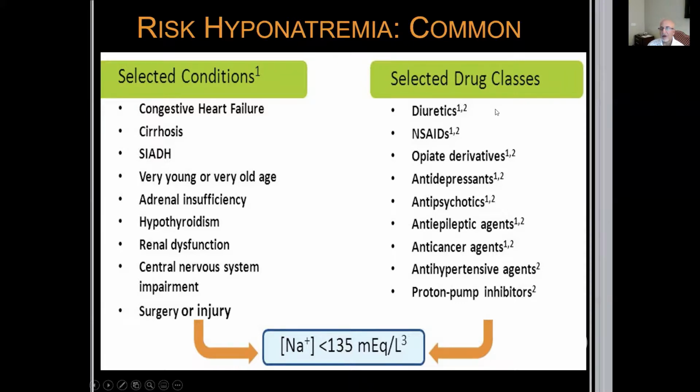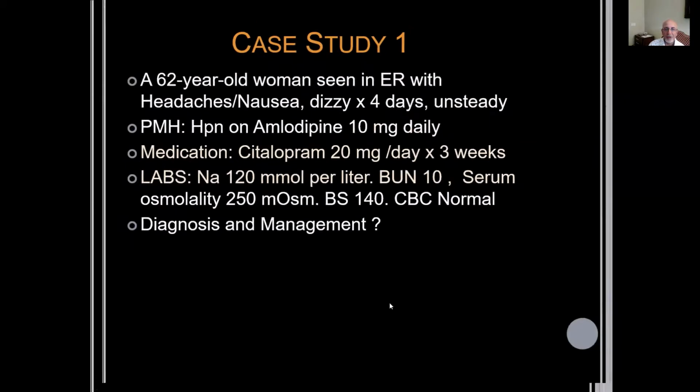Selected drugs also cause hyponatremia, such as diuretics, particularly hydrochlorothiazide. Non-steroidal anti-inflammatories cause fluid retention and renal impairment. All opioids can cause hyponatremia. Antidepressants and antipsychotics are particularly important agents that can cause hyponatremia. Anti-cancer agents, antihypertensive agents, and PPIs can also result in hyponatremia.